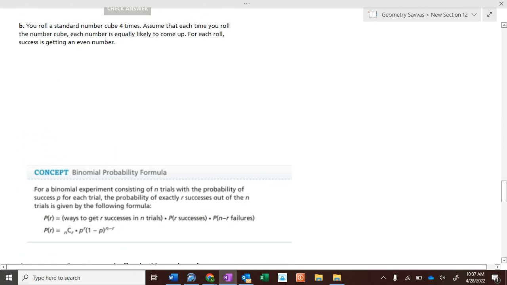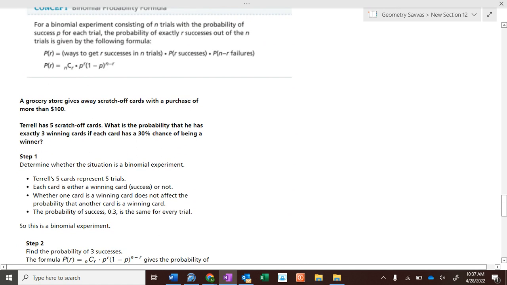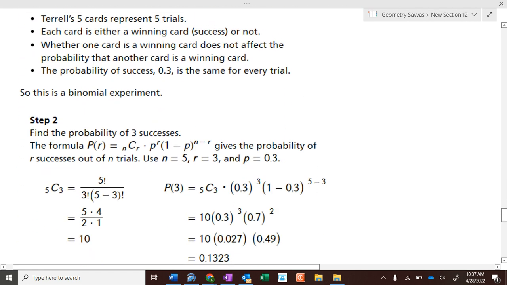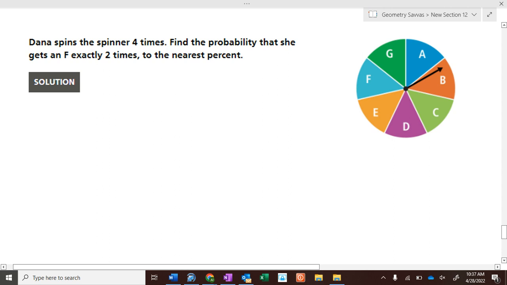Okay? But that's not as important as doing the binomial formula, which I just got done doing for that spinner wheel. And we'll do that here in a second. Okay? The binomial formula: the probability of being successful a certain number of times is the number of trials combination the number that you want successful, times the probability of being successful to the power of the number of successes you want, times the probability of not being successful to the power of the number of times you won't be successful. Okay? So, we're going to look at this one.